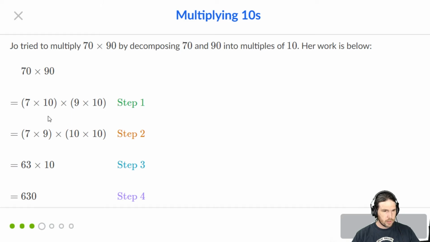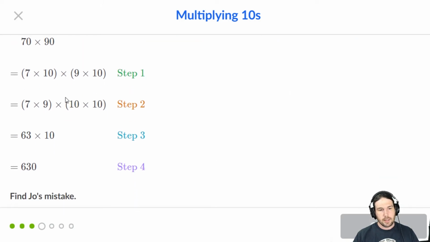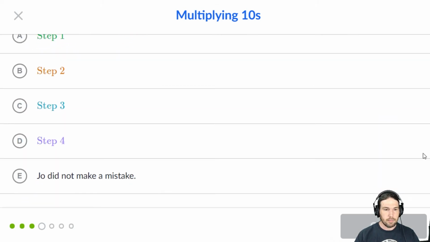So 7 times 10, 9 times 10, those are correct. 7 times 9 is correct. 10 times 10, so far so good. Oh, but step 3 is where it falls apart. 7 times 9 is indeed 63, but 10 times 10 is 100, not 10. The answer should have been 6,300. The mistake is in step 3.